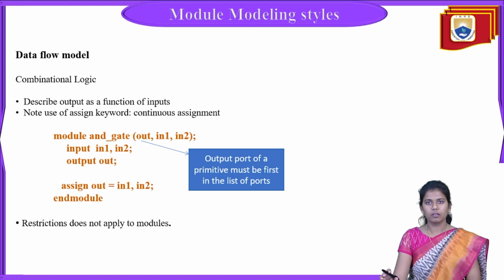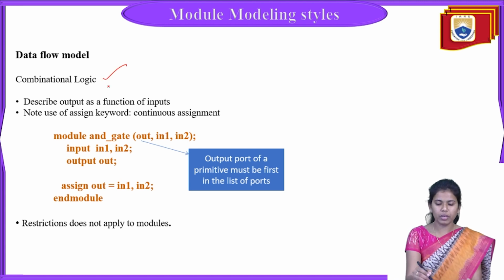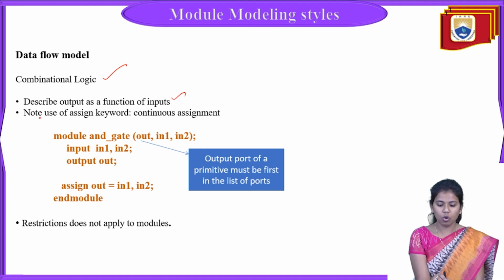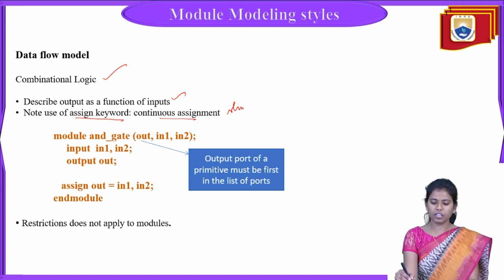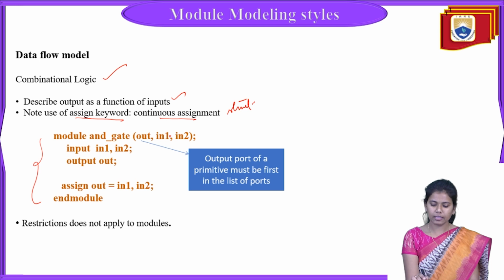Coming to the data flow model, this is a representation, and syntax wise we will represent it. As it is for combinational logic circuits, we can use it. For example, this describes the output as a function of the input. And next, note the use of the assign keyword and continuous assignment statements. If you observe this syntax, you see module and gate. Module is a keyword and gate is the name of the digital circuit that you are considering, and this is the port list.